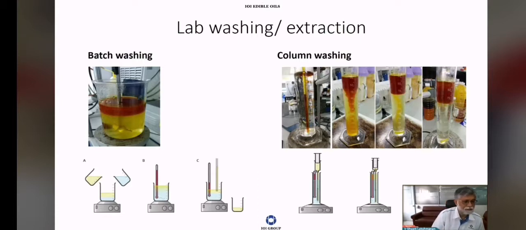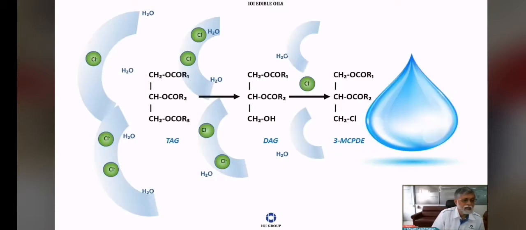chlorides. Next slide, please. Basically, this summarizes what is actually being done by what we call washing. You have chlorides present in the mixture, and by introducing some water into the system, we move that chloride into the water phase, so that there is less chloride left to react with the DAGs or the other precursors to form 3-MCPDE.